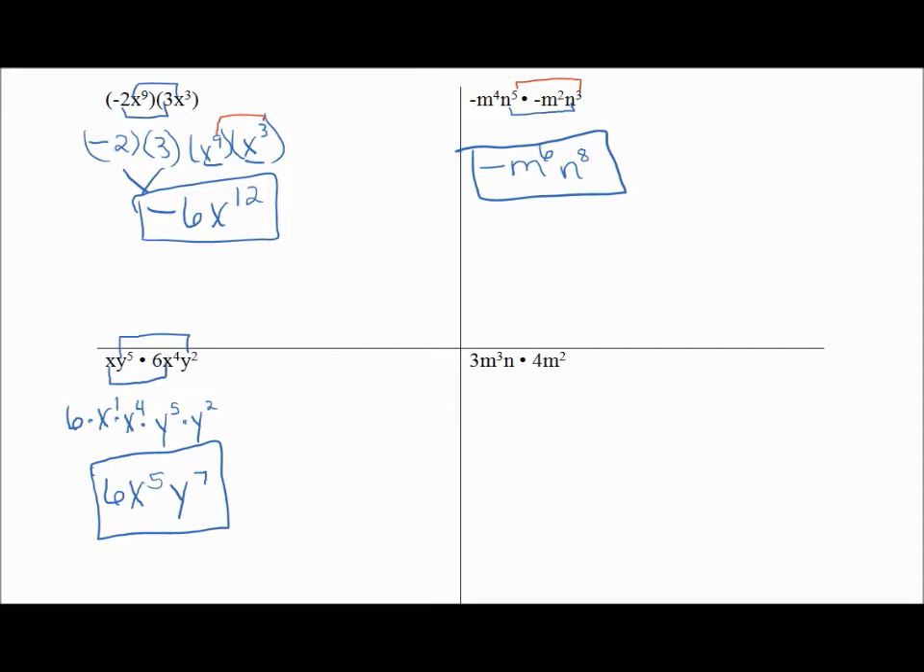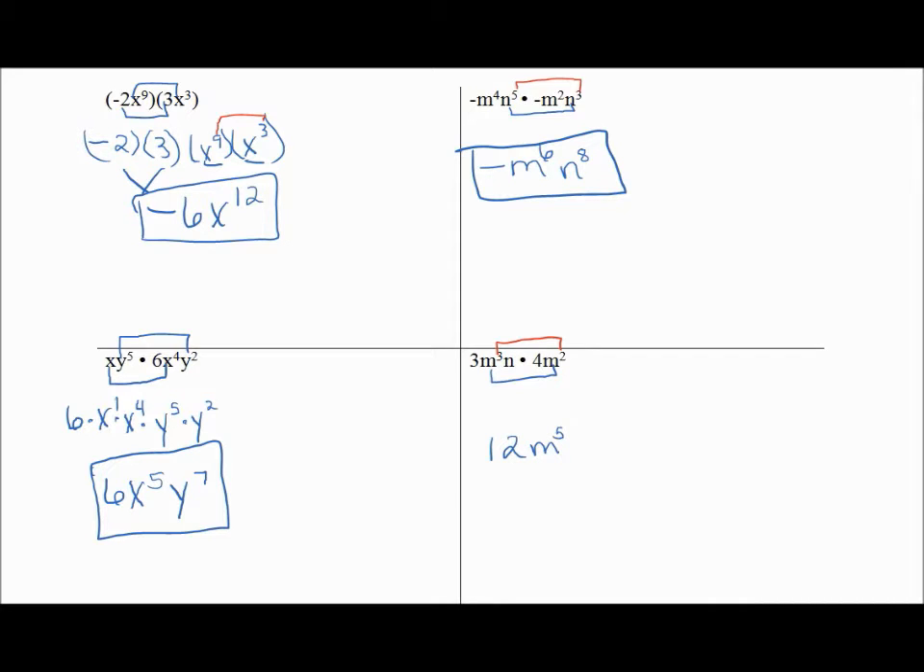The next one, once again, is the exact same thing. I can multiply my numbers together. 3 times 4 is 12. For the m term, I have m to the third times m to the second power. What does the rule say to do? You just simply add those two exponents together for your new exponent. 3 plus 2 is 5. So this becomes m to the fifth.